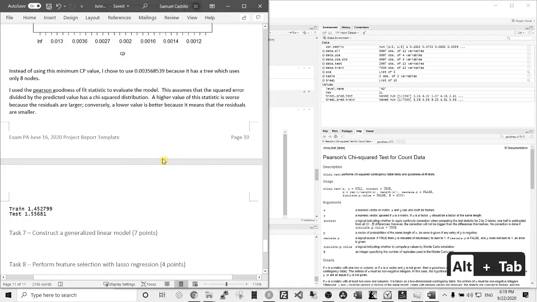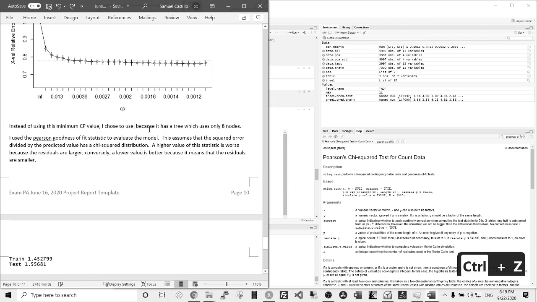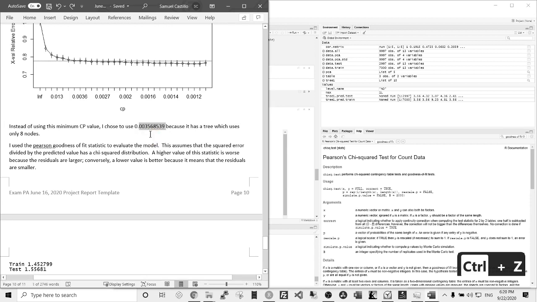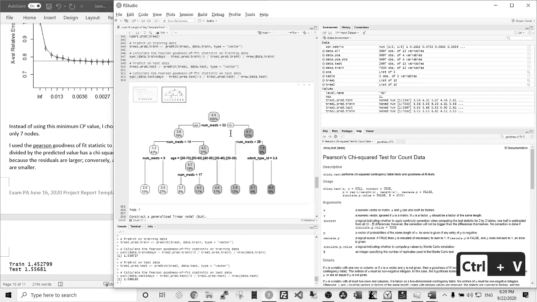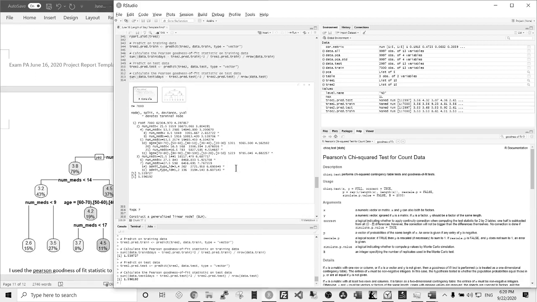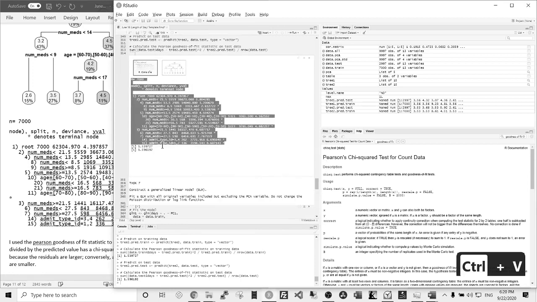So I want to see this value. 3, 5, 6, 8. I think that's what I had. 3, 5, 6, 8. Yep. So this will result in 7 nodes. So that's the CP value. And then here's the tree. And I'll also include this. And then the training and test error.